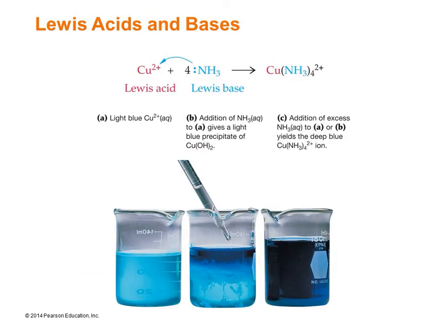Take a look at another example of a reaction. We have ammonia. It has a lone pair of electrons that it's donating to copper. Since the nitrogen is donating a pair of electrons, it's a Lewis base. The copper 2 ion is accepting the lone pair of electrons, so it's a Lewis acid. They're forming a new compound, which we refer to as an adduct.